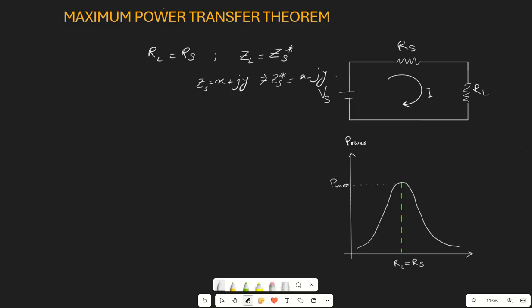As per the maximum power transfer theorem, maximum power will be transferred from source to load when the load resistance equals the source resistance. Now it becomes slightly tricky, because not every circuit we draw or solve is of this format, right?